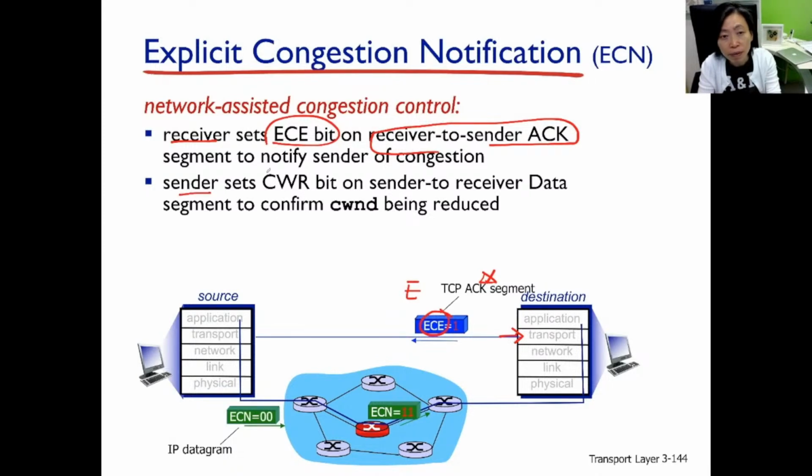The sender, upon receiving this ECE bit packet, will then send a data packet going back to the receiver. That packet is a little bit special because there's also a special bit turned on, the CWR bit, the congestion window reduced bit. This is so that the receiver of the data knows that the notification was indeed received and the sender reduced the sending rate. Therefore the receiver does not need to send the ECE bit again. Otherwise, the source is going to reduce the sending rate again and again.